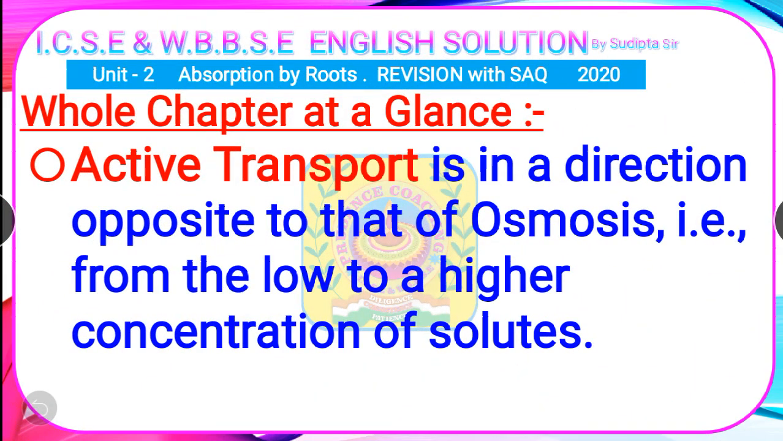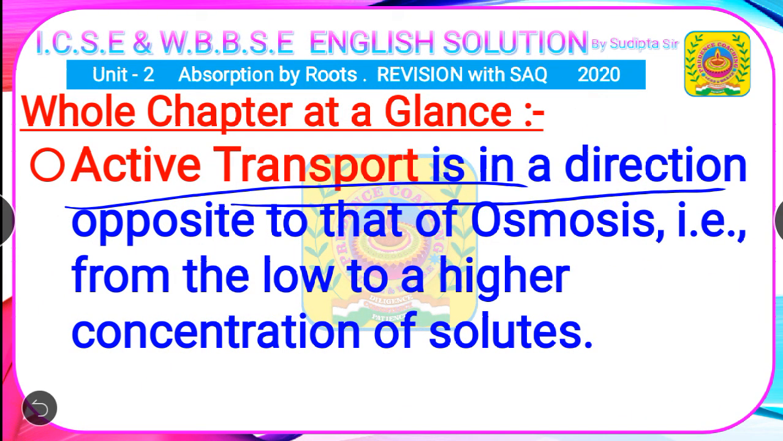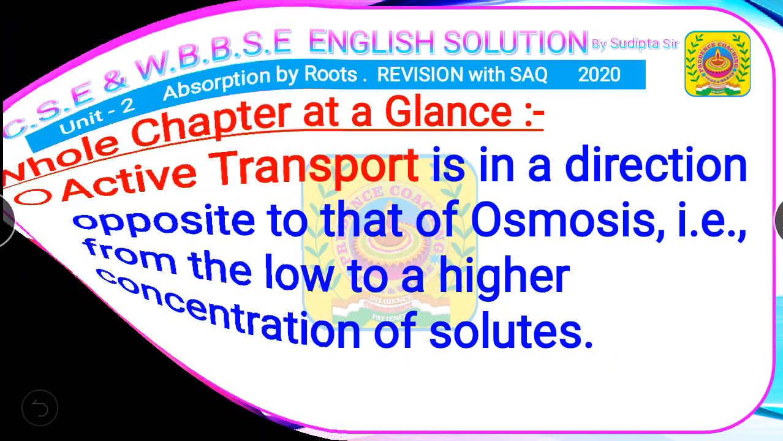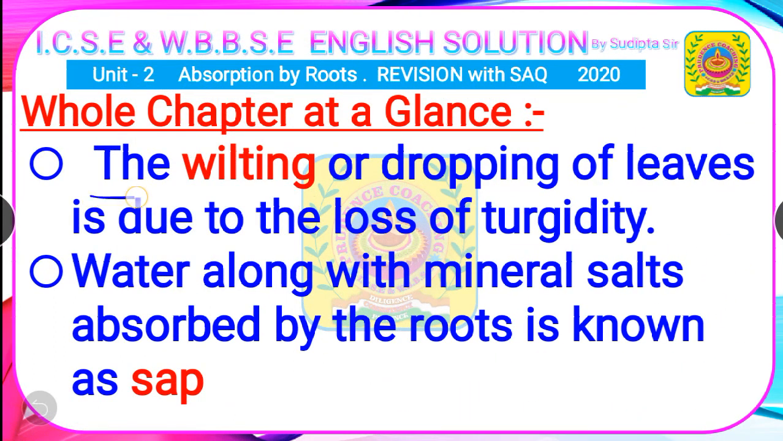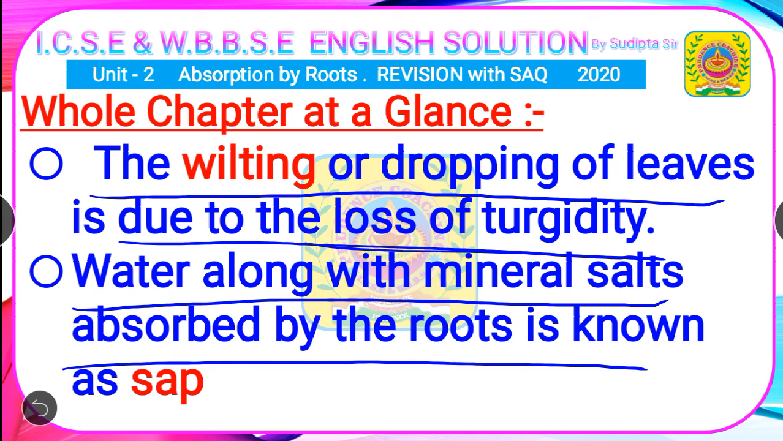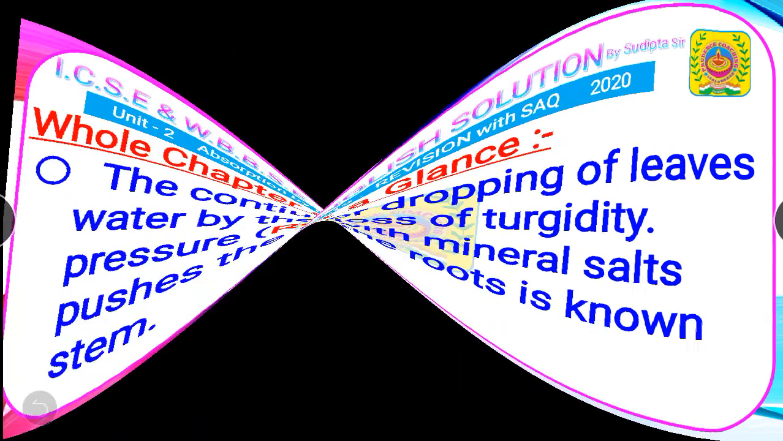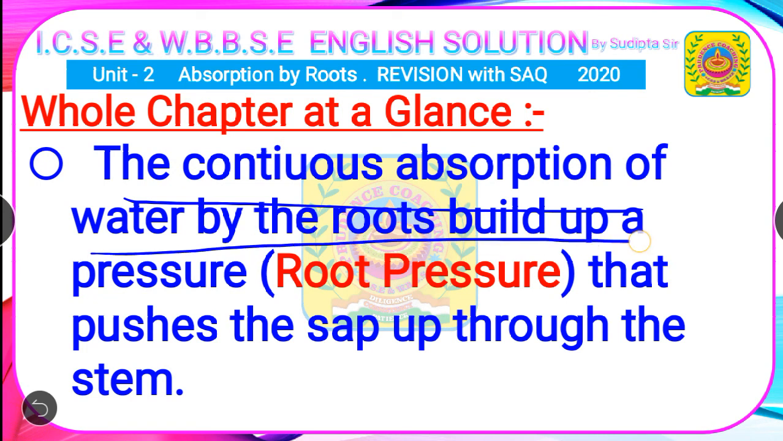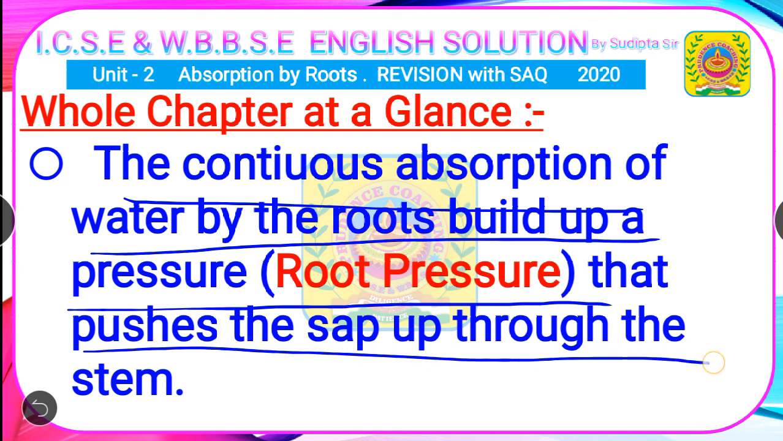The next point is active transport. Active transport is in a direction opposite to that of osmosis, as for example from lower to higher concentration of solutes. The wilting or drooping of leaves is due to the loss of turgidity. Water along with mineral salts absorbed by root is known as sap. The continuous absorption of water by the roots builds up a pressure which is known as root pressure that pushes the sap up through the stem.